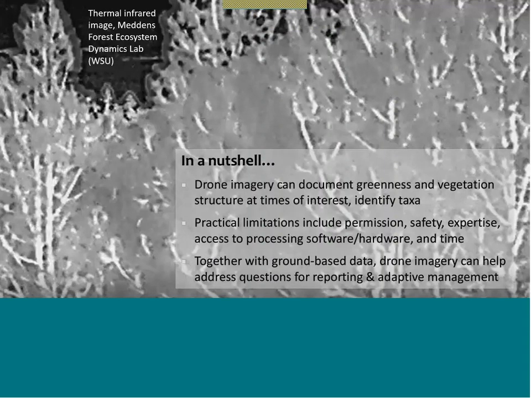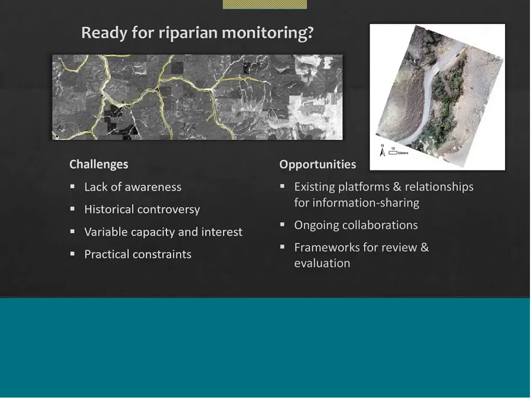But when we put it together with ground-based data and potentially satellite data, drone imagery can really help address some questions or maybe contribute to planning, story sharing, reporting, and adaptive management. So are we ready to use these tools for riparian monitoring?